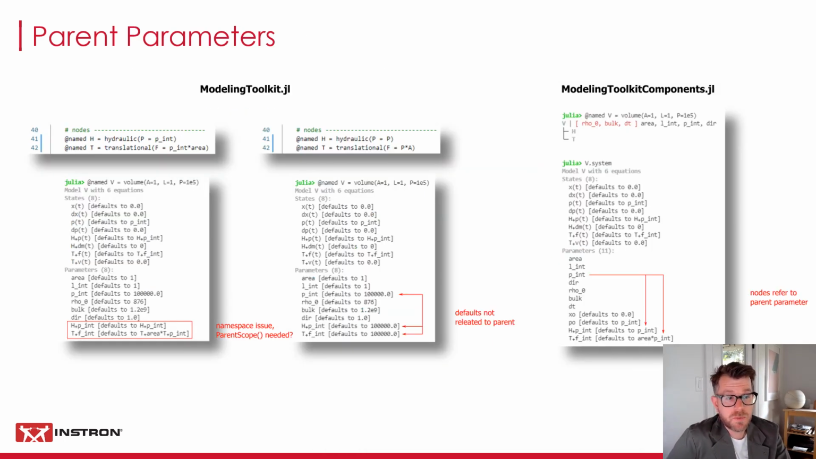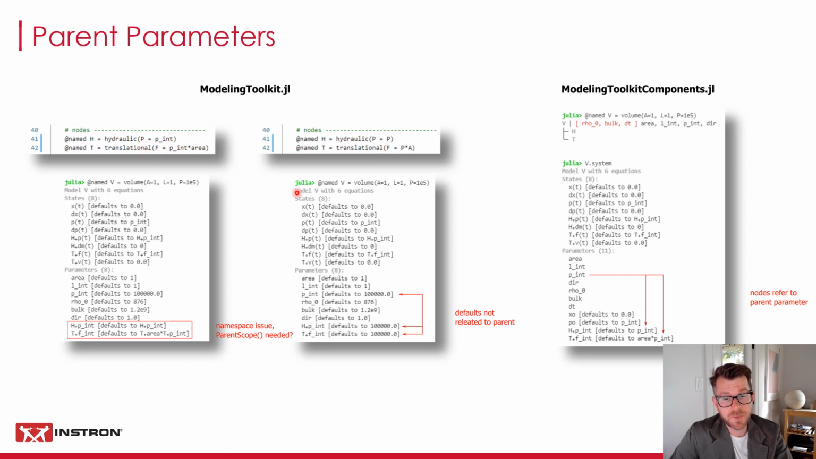As can be seen when generating the volume component using Modeling Toolkit, in the way that I've written the code here, I run into a problem. The namespacing gets messed up and the hydraulic node ends up referring to itself. So you can see here h.pint defaults to h.pint. So that's a problem. Therefore we're forced to define the initial pressure by value only, which loses its key parent-child relationship. So we're forced to say p is equal to p the value rather than p equals p_int the parameter.